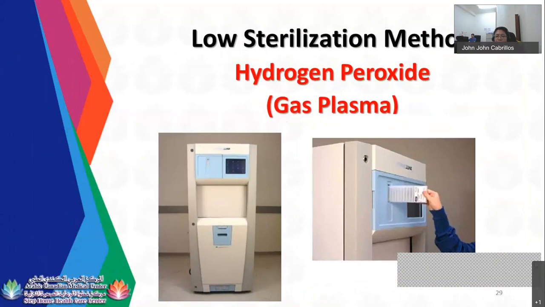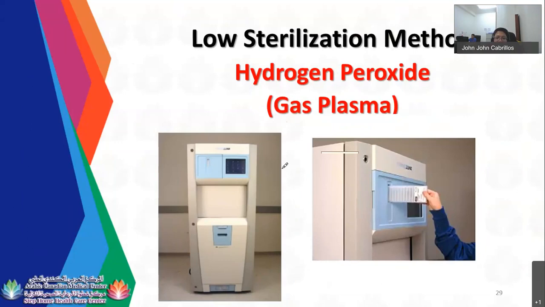So for hydrogen gas plasma, this is your sample. Hydrogen peroxide gas plasma is actually effective in killing microorganisms, including gram-positive and gram-negative bacteria, yeast, fungi, and mycobacterium tuberculosis. The hydrogen peroxide can kill those bacteria and viruses. So this is your sample of your hydrogen peroxide sterilization machine.